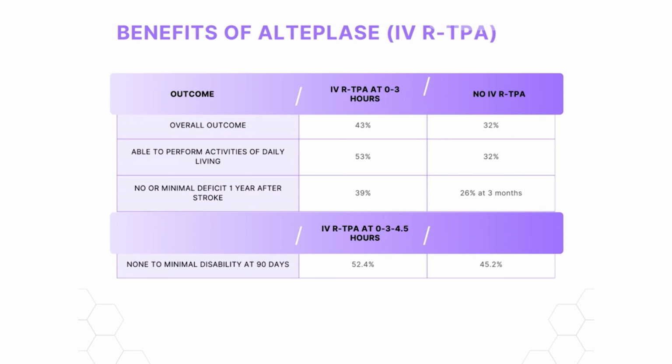Comparing use and non-use, overall outcomes are better, 43% versus 32%. Patients are able to manage daily living, 53% versus 32%. No or minimal deficit 1 year after stroke is 39% versus 26%. At 3 months, none to minimal disability at 90 days, you see the benefit is still high, 52.4% versus 45.2%. So alteplase therapy is commonplace, and you should not miss the patient if the patient is eligible for that.